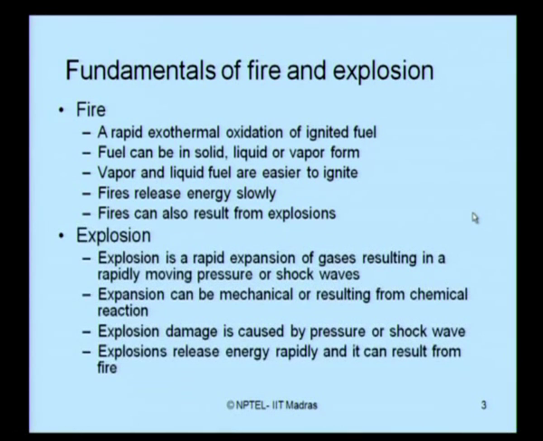On the other hand, what is an explosion? Explosion is a rapid expansion of gases resulting in rapidly moving pressure or shock waves. So, one has to understand what we mean by shock waves or pressure waves. We will discuss that subsequently in this lecture. The expansion can be mechanical or it can result from chemical reactions. Explosion damage is essentially caused by pressure or a shock wave.